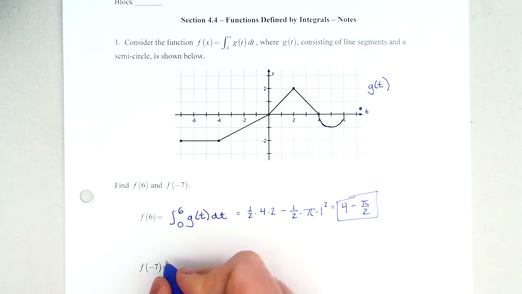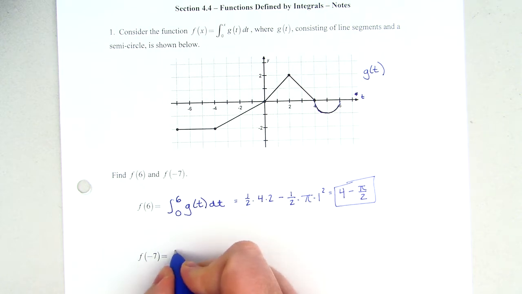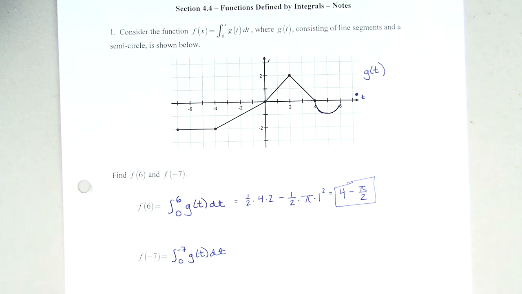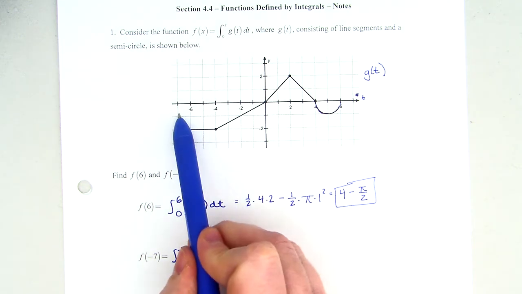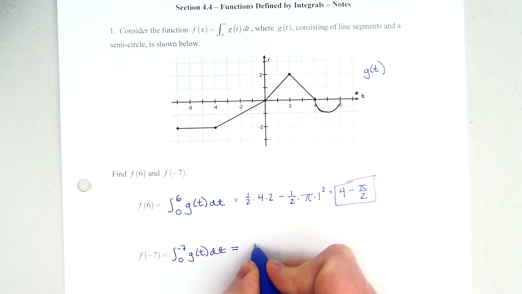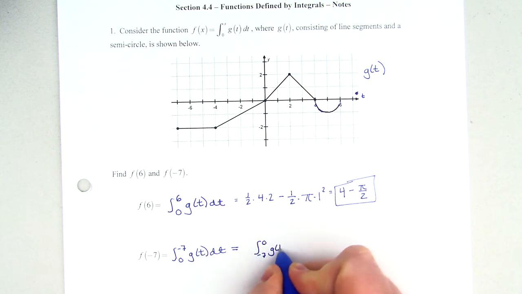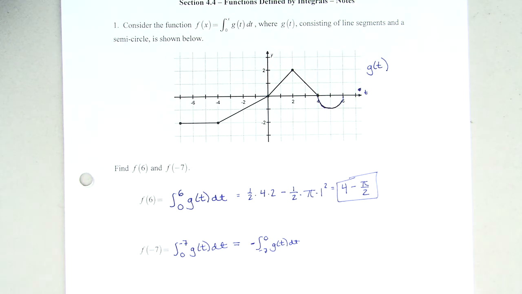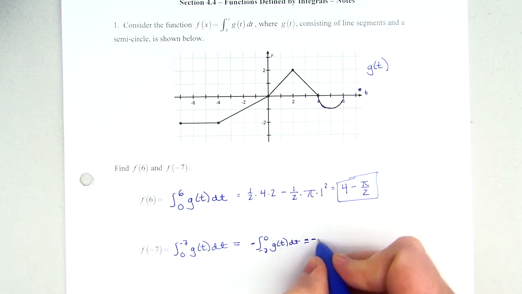Next, f of negative 7. By my formula, that should be the integral from 0 to negative 7 of g of t dt. Oh, you know what? I don't really like what this looks like. When I have a graph, I'd rather go from my lowest value to my highest value. So I'm just going to switch my integral around and change the limits of integration, which I'm allowed to do as long as I also do what? By our properties of integrals, as long as I also change the sign of this, I'm okay. So I'm going to get negative.